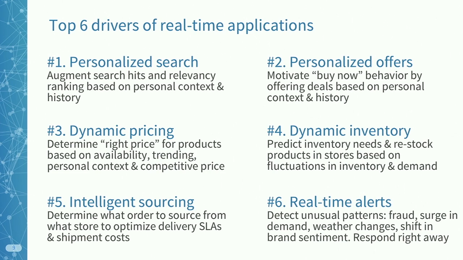So you might want to catch the fact that public sentiment towards your brand has all of a sudden shifted. Something has happened. You probably want to be alerted about this right away and figure out how to deal with it. Next is intelligent sourcing. Intelligent sourcing is a problem that a lot of retailers are starting to pick up, and it's one that traditional technologies don't really offer a very good solution for.